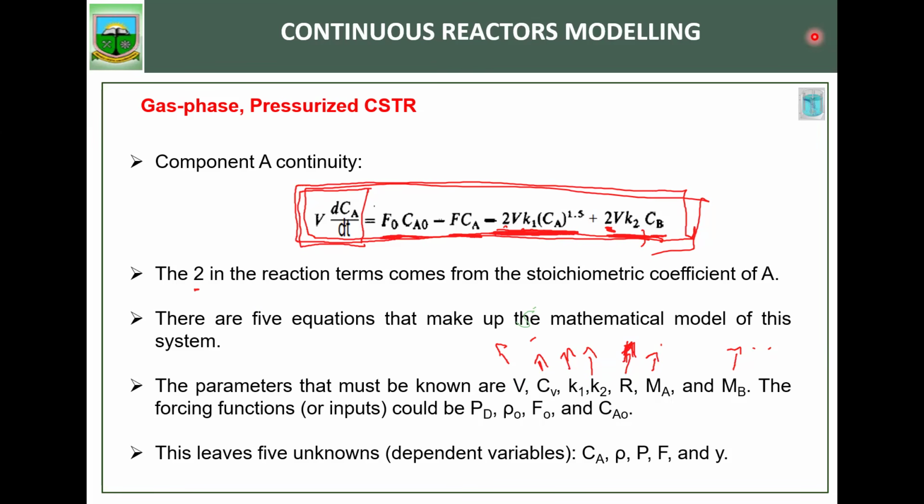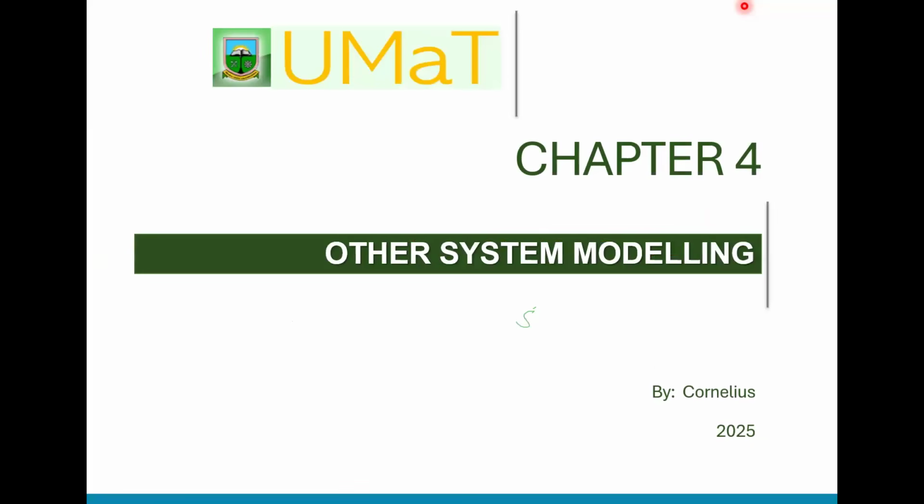Then the forcing equation is what? The differential pressure across the system. Here is the density of the gas, the initial flow rate of the gas, and the initial concentration of the gas. What we don't know is A in the reactor, density in the reactor, pressure in the reactor, then the flow out. So you can now tell your degrees of freedom. So that is it for the continuous modeling process.